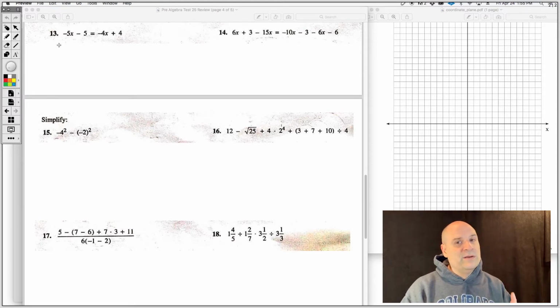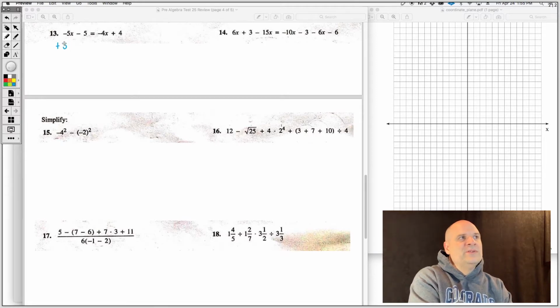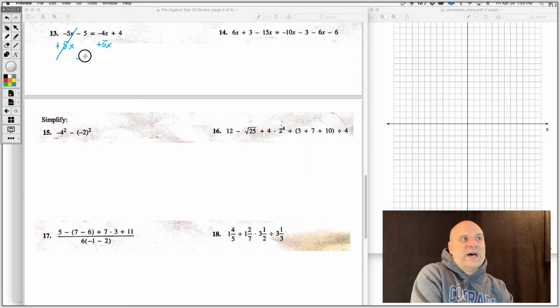So what's smaller, negative 5x or negative 4x? Right, negative 5x. So how do you get rid of negative 5x? You add 5x. And whatever you do to one side, we're going to do to the other side. So it cancels it over here, so it's gone. And what are we left with over here? We're left with a negative 5. And then what happens when we add a negative 4x and a positive 5x? Well, they fight, and it comes down to 1x, or just x, plus 4.